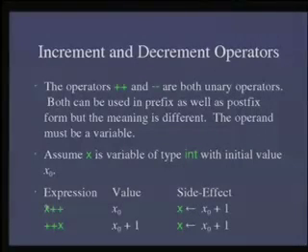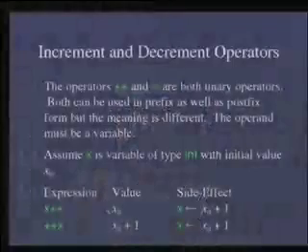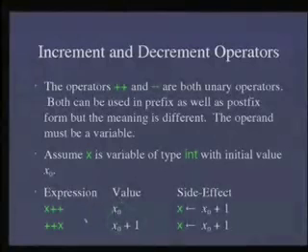So this is the postfix form of the ++ operator. In the prefix form, the value of the expression is x0 plus 1, and the side effect is the same, which is to add 1 to the old value of x. So the new value of x becomes x0 plus 1. So the only difference really in these two is the value of the overall expression.